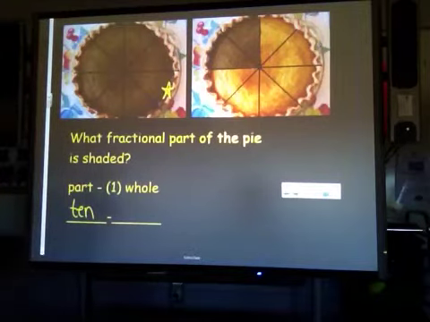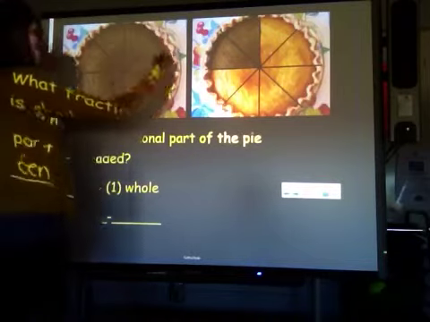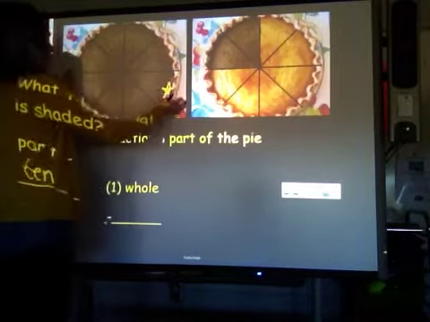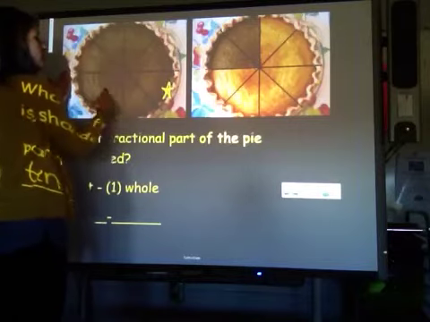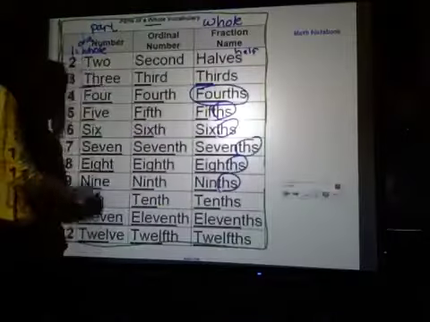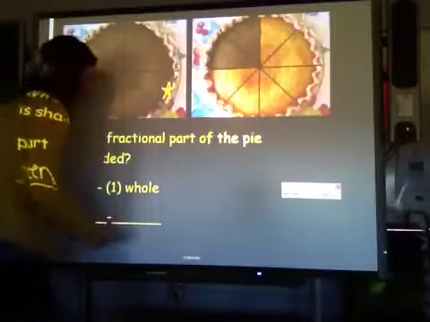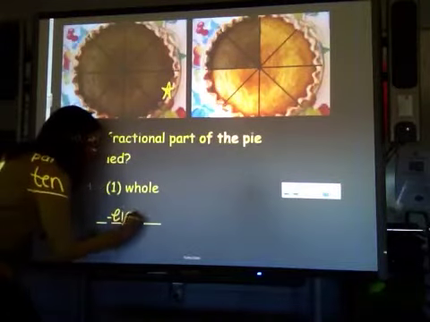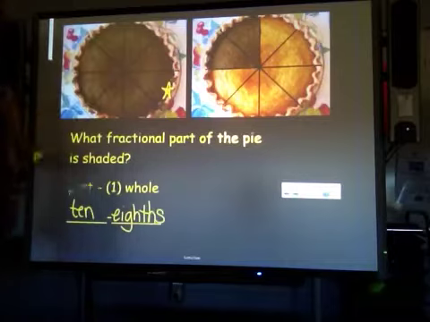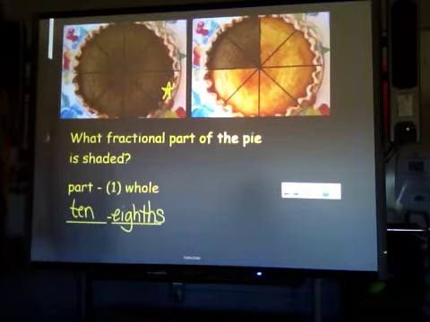10 pieces of the pie are shaded, and then out of how many to make 1 whole? So I focus in on 1 pie. It doesn't matter, either one, because they're both the same. They're equal. So it took us 1, 2, 3, 4, 5, 6, 7, 8 pieces to make 1 whole. And if you check your chart so that you spell it perfectly, 8 pieces, this is the one we turn into the fraction name, eighths. So that's E-I-G-H-T-H-S. So what fractional part of the pie is shaded? Say it with me. 10/8 of the pie is shaded.